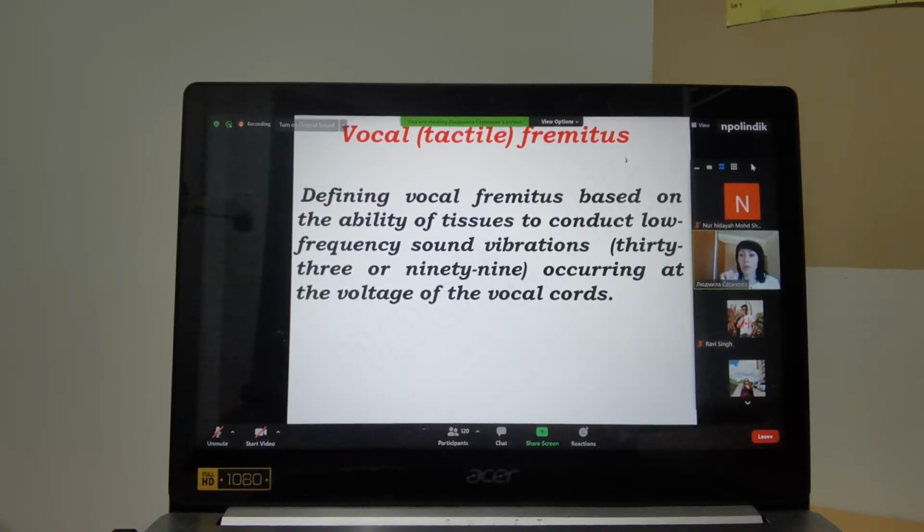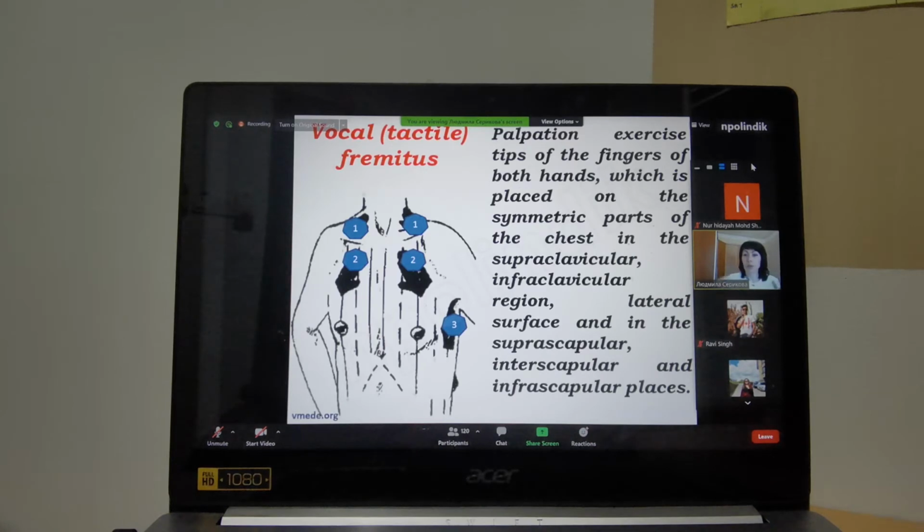Next is vocal fremitus. What is this phenomenon? It is the conduction of the sounds from the tracheobronchial tree to the chest wall, which can be detected by palpation, by your fingers. And what is the method of vocal fremitus determination? You place your hands on symmetrical points of the chest. As I said, it is transmission of the voice, of the sounds, from the tracheobronchial tree to the chest surface. So the patient will pronounce some sounds.